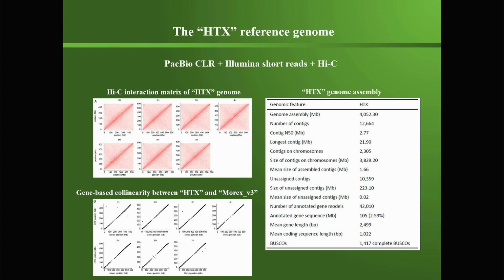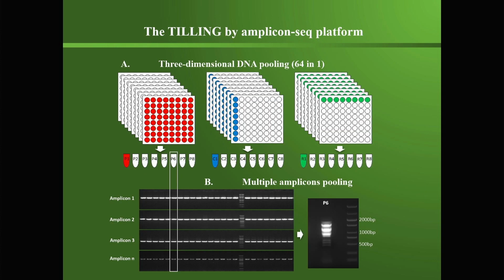In order to better support the mutations discrimination, we constructed a Hatieshi genome assembly with multiple sequencing approaches. Totally 3.8 gigabase sequences were assigned to the 7 chromosomes. Based on the Hatieshi mutagenesis population, we developed a TILLING platform.